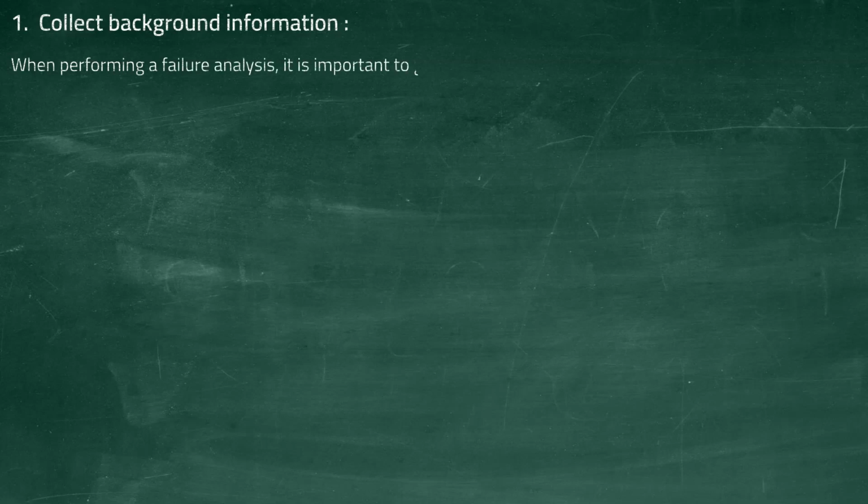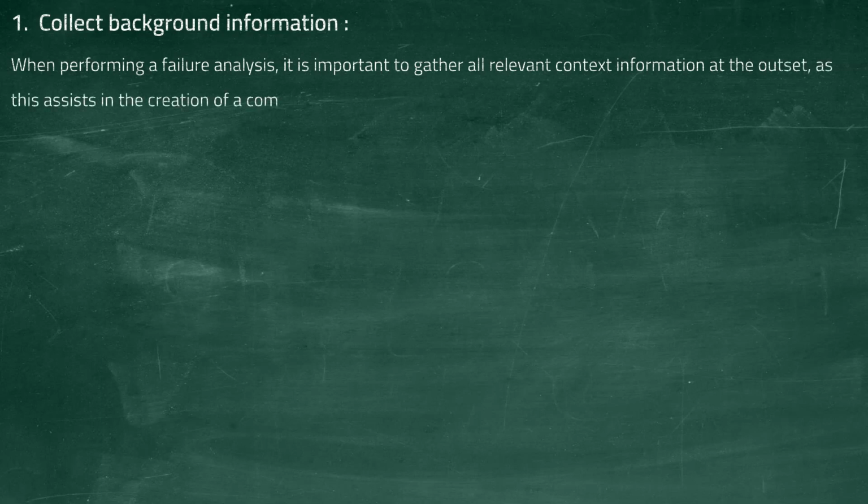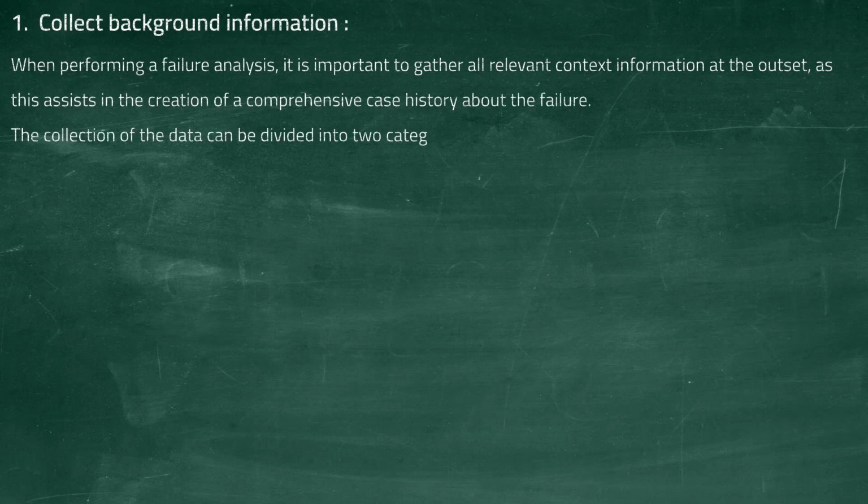Collect background information. When performing a failure analysis, it is important to gather all relevant context information at the outset, as this assists in the creation of a comprehensive case history about the failure. The collection of the data can be divided into two categories. Details about the failed component.